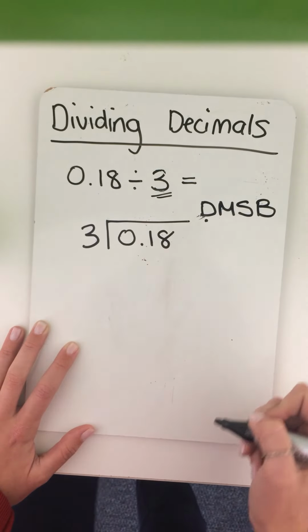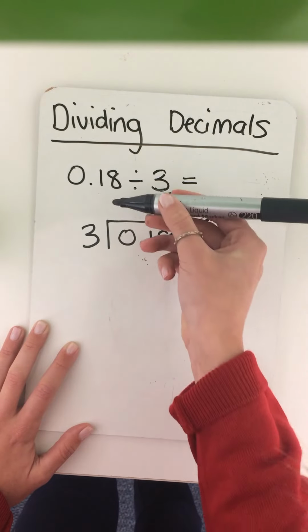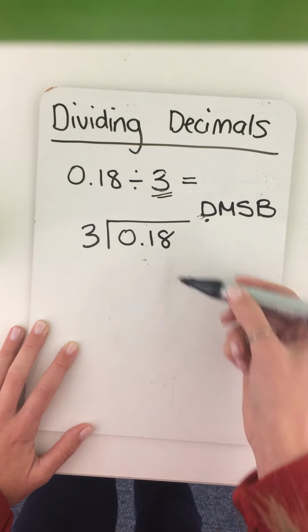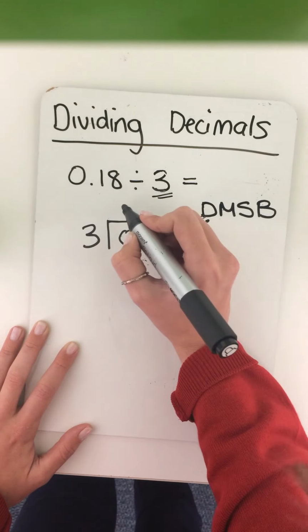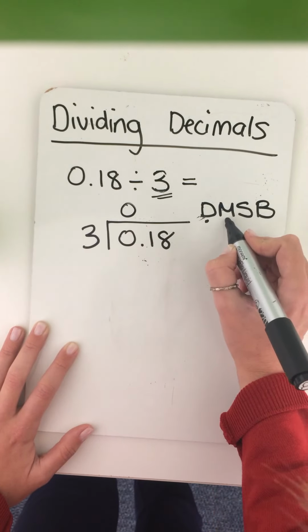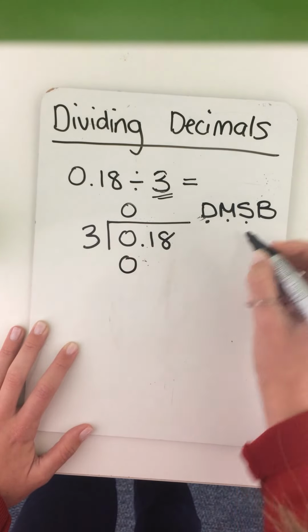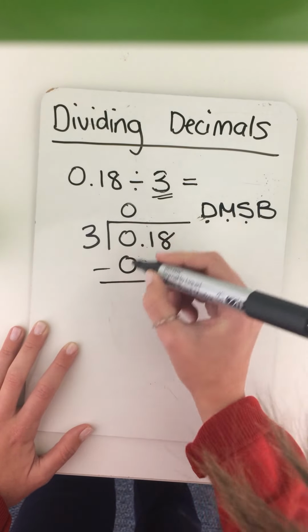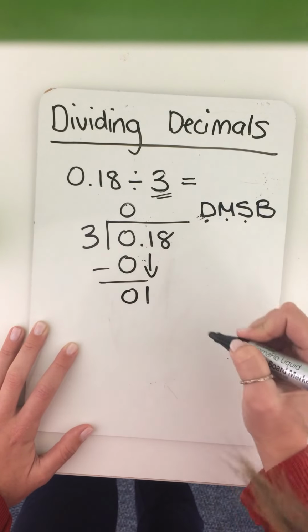So we're going to do our divide step first. Every time you do the divide step, you put your answer on the roof of the house. The roof of the house is for the divide step. 3 into 0 goes 0 times. Now I'm going to multiply. 0 times 3 is 0. Now I'm going to subtract. 0 minus 0 is 0. B for bring down the 1.